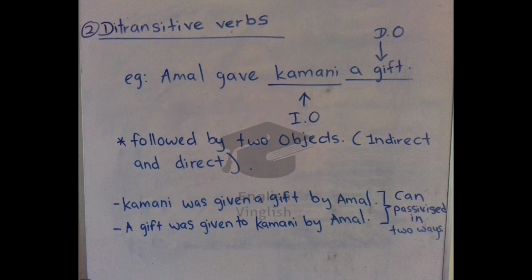Ditransitive verbs හැම වෙලාවෙම direct object, indirect object කියලා objects දෙකක් follow කරනවා. ඒ වගේම ditransitive verbs තියෙන sentence එකක් අපිට දෙවිධයකට passive කරන්න පුළුවන්. Right? Amal gave Kamini a gift. So Amal gave what? A gift, no? So it is the direct object. So to whom he has given? To Kamini. So it is the indirect object.